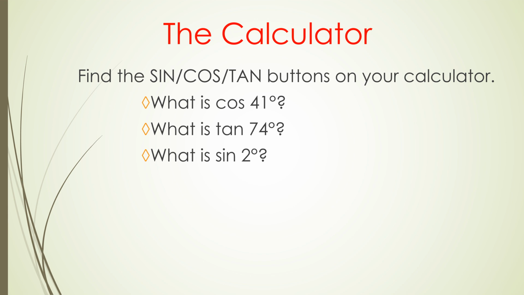0.755. Can you all confirm that? Yeah. Good. If you didn't get 0.755, odds are you're probably in radians mode, so check that. Lena, what's the tangent of 74 degrees? 3.73. Yes? 3.487? Yeah. Tangent of 74? Yeah, okay. And then sine of 2. I think we're beating a dead horse here, but we're all good to go, yes?